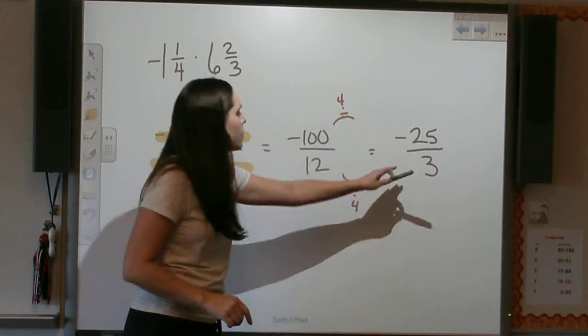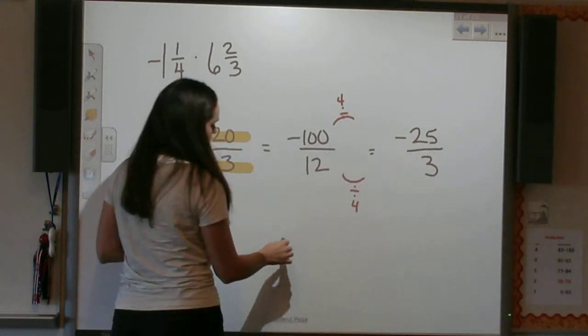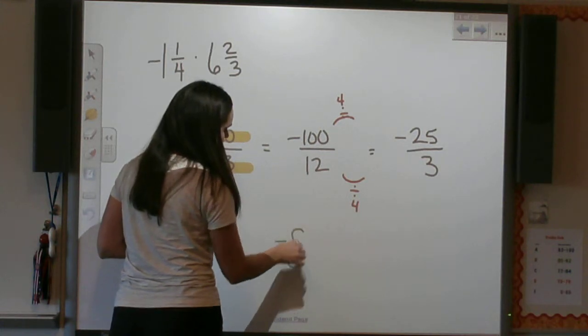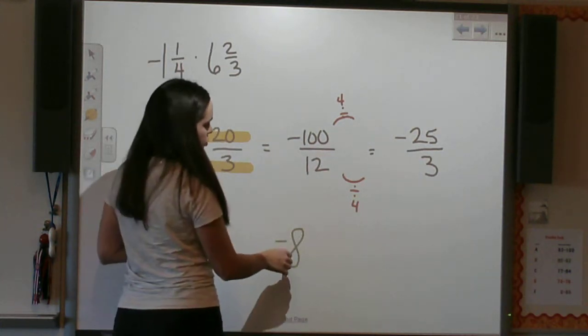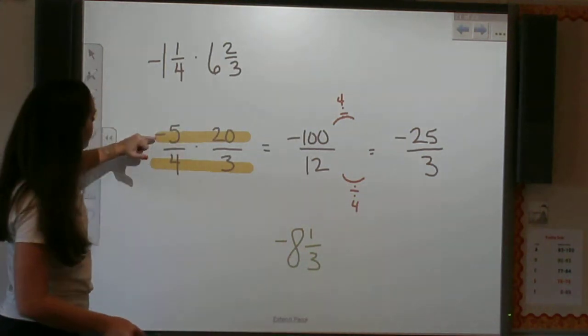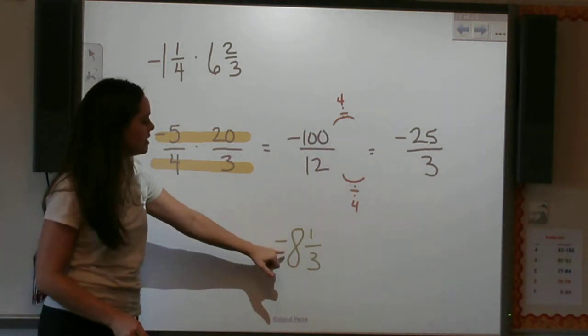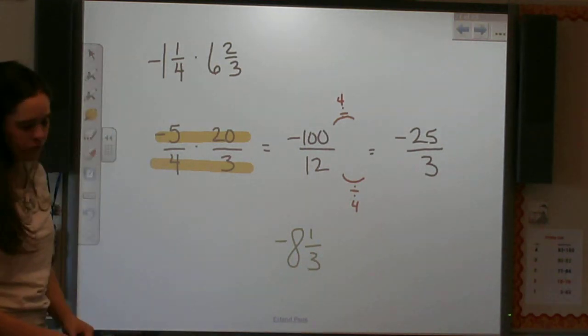From here, I can make a mixed fraction. How many times will 3 go into 25? It will go in 8 times, so that's negative 8 because it was a negative 25. That's 24 with 1 left over. So negative 5/4 times 20 over 3 is negative 8 and 1/3.